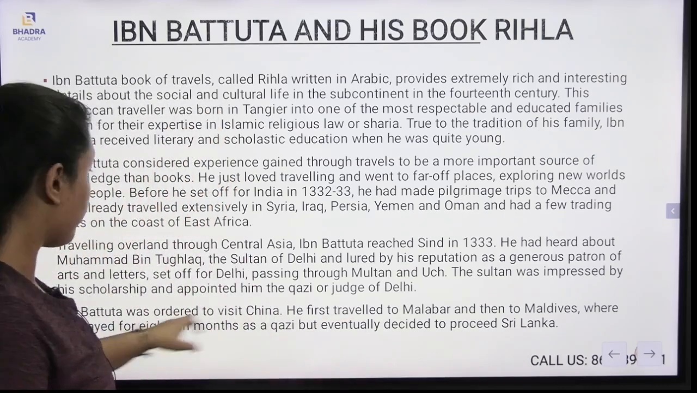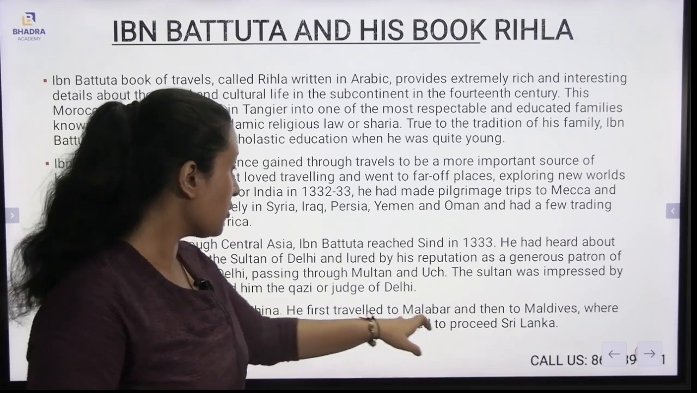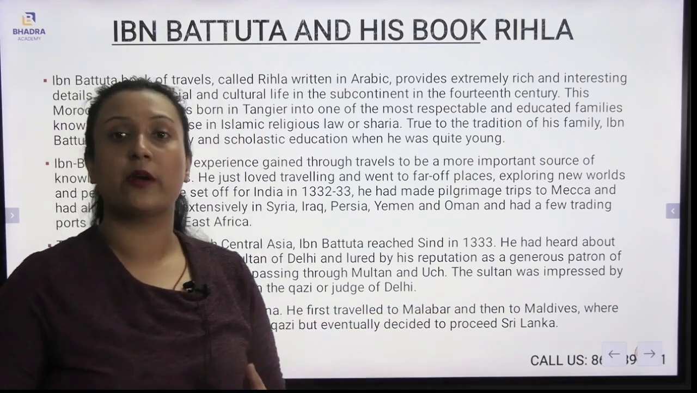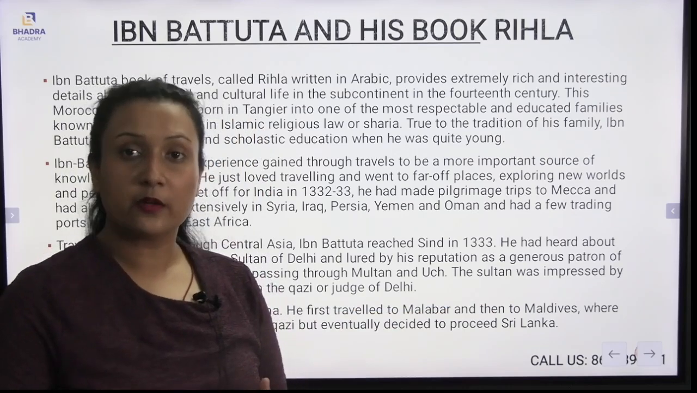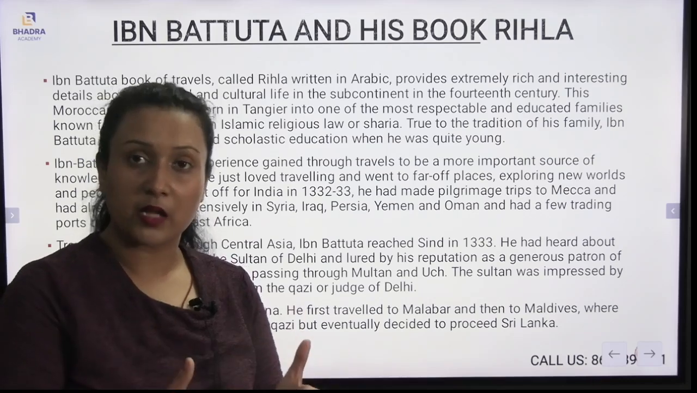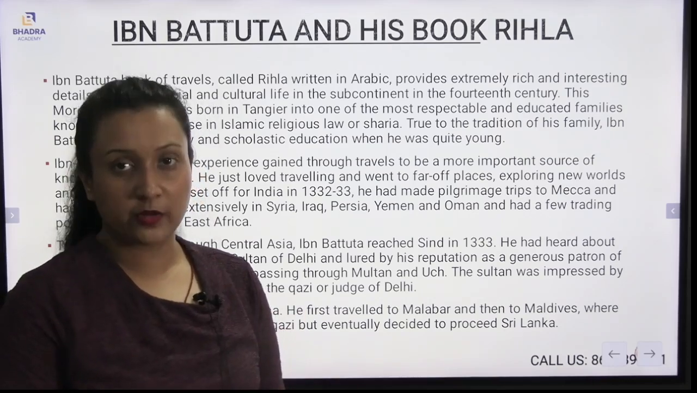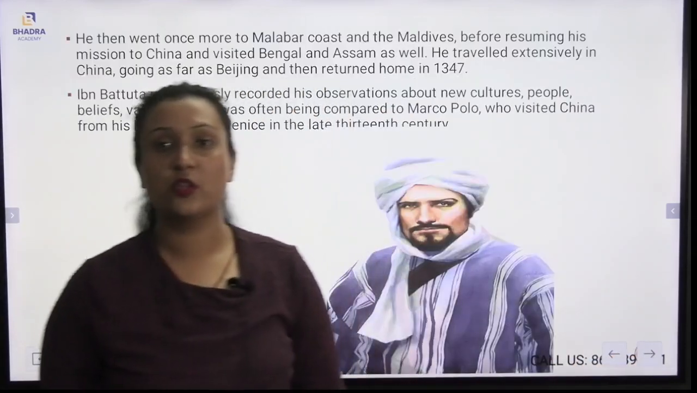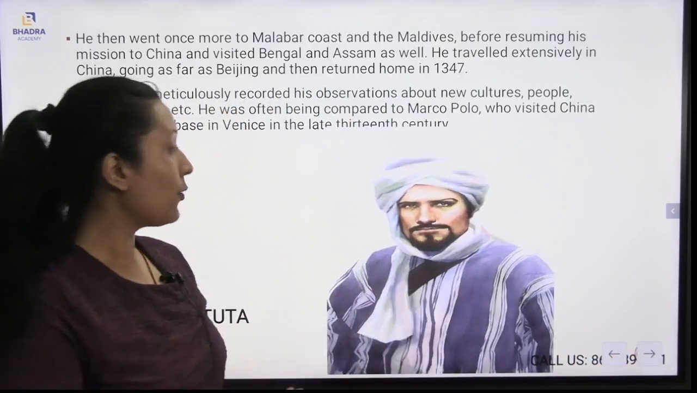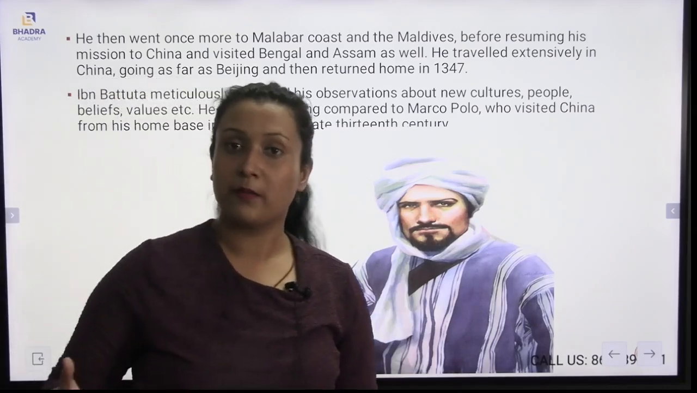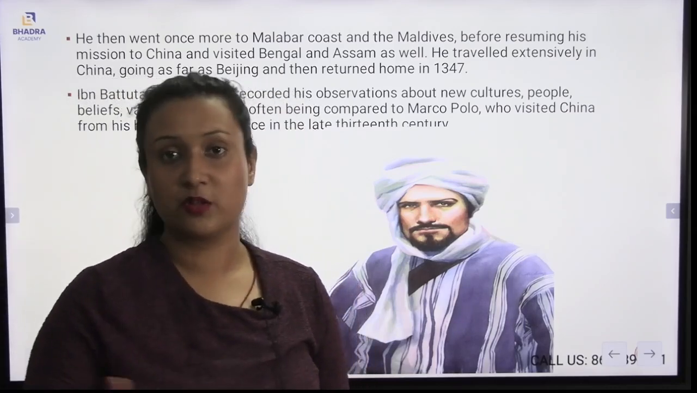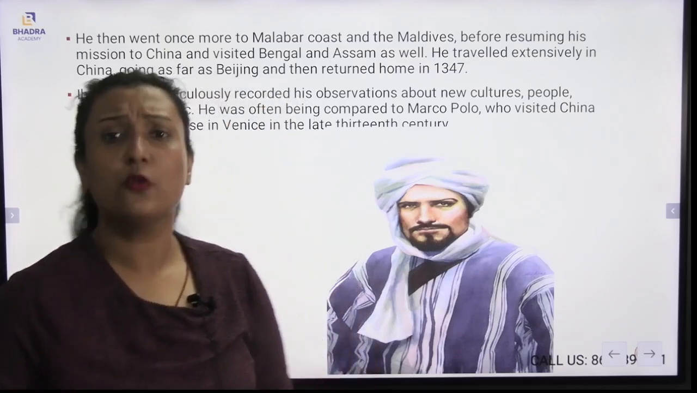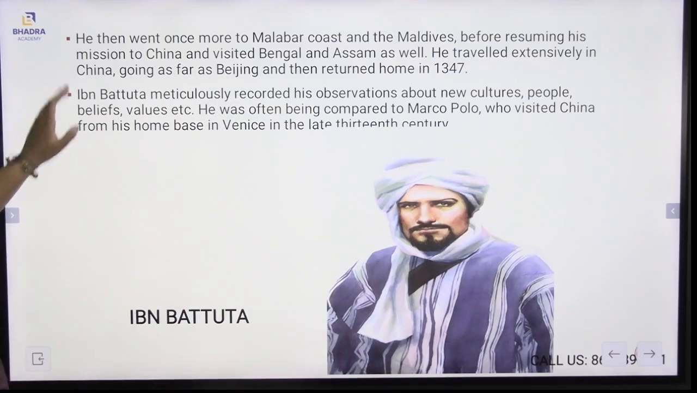He first traveled to Malabar and then to Maldives. In Maldives, he was appointed as the Qazi for 18 months, and then he proceeded to Sri Lanka before coming to China. Actually, he was ordered to visit China, but he traveled to other places. What are the other places? The Malabar, the Maldives. In Maldives, he was appointed as a judge for 18 months, and then he went to Sri Lanka, which means he traveled in so many places for gaining knowledge.